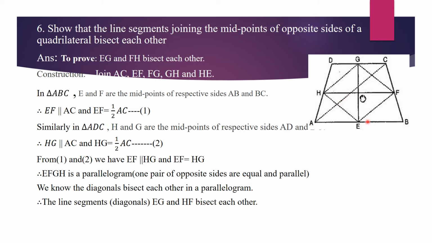Now for the parallelogram EFGH, we can see HF and GE are the diagonals. We know the diagonals of a parallelogram bisect each other. Therefore, we can say the line segments EG and HF bisect each other. That is, the line segments joining the midpoints of opposite sides of a quadrilateral bisect each other.